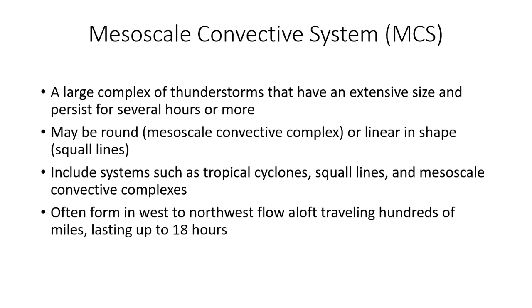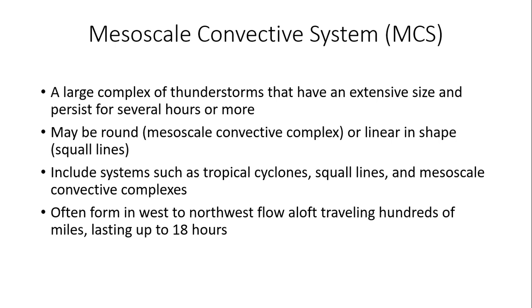All right, so now let's move on to a special type of system associated with thunderstorms. This is known as a Mesoscale Convective System, or MCS. It's a large complex of thunderstorms that have an extensive size and persist for several hours or more. They may be round in shape, such as a Mesoscale Convective Complex, or MCC, or they could be linear in shape in the form of squall lines. So an MCS can be composed of MCCs, round Mesoscale Convective Complexes, or linear lines of thunderstorms known as squall lines.